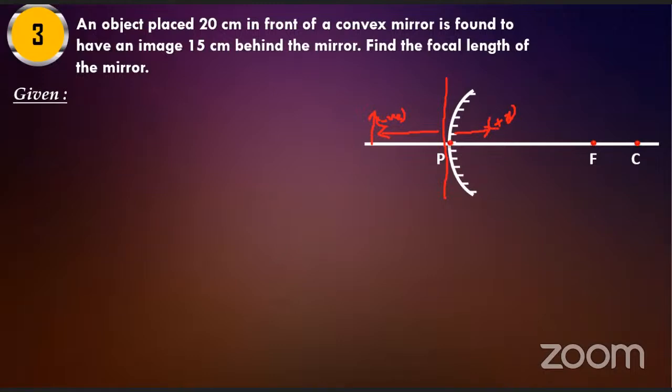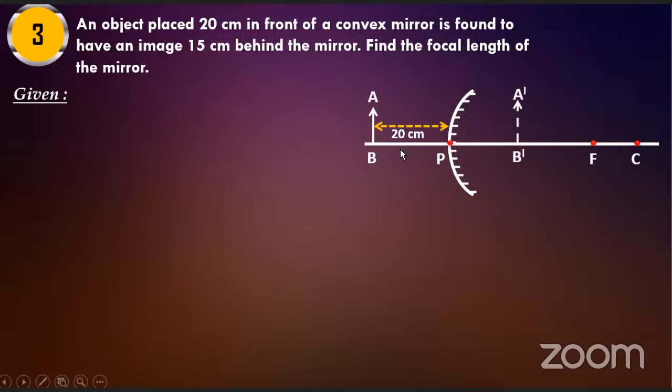Positive. Object distance is positive or negative? Negative. Distance is negative. That is enough, and automatically we will get the focal length. Simply write the given data of object distance and image distance.